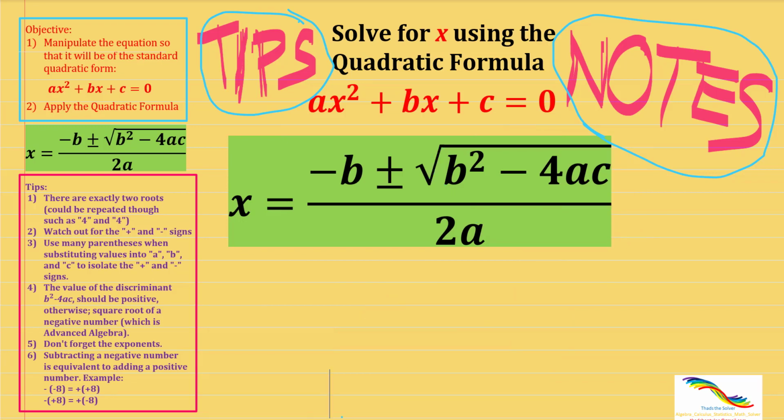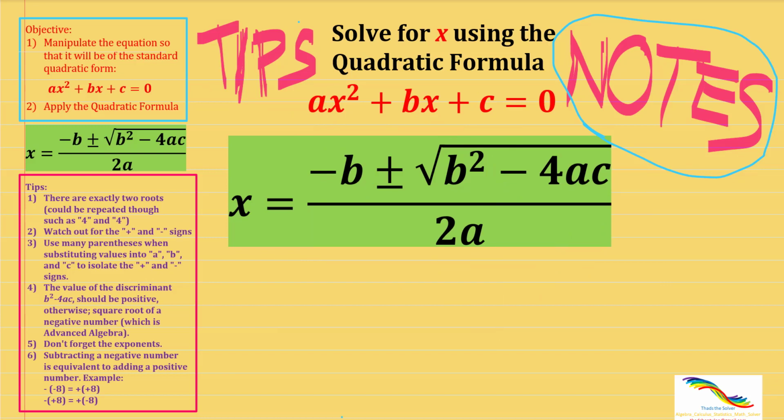Okay, once you have the standard quadratic form, then by the process of identification, you will know the value for a, and you will substitute it into the formula, and then you will know the value of b, you substitute it into the formula, and remember there's a square here, there's an exponent, and then you substitute the value of c into the formula here in the discriminant. So that's by the process of specific identification. And let's go to the tips here on the left.